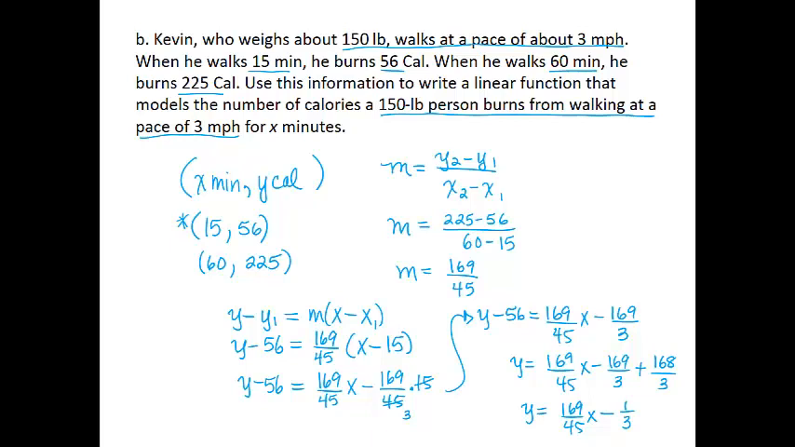So in decimal form, 169 divided by 45 is 3.76. And then 1/3 is 0.3 as a repeating decimal, so we'll say minus 0.3. And this would be the linear function f of x equals 3.76x minus 0.3.